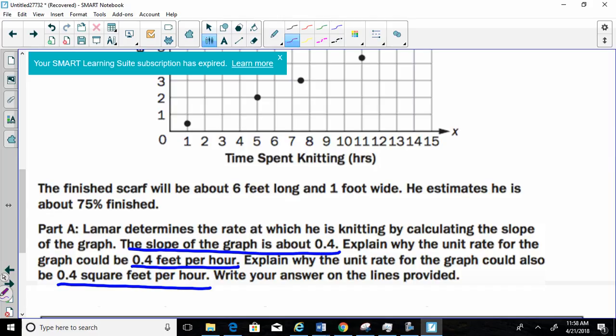So, first of all, which dot should I use to figure out the slope? Not the first or second one, because see how this one is right in the middle? And remember, it's change in y over change in x. So what is your y coordinate here? 2. What's your x coordinate? 5. And what does the y represent? Look at the y axis here. The length of the scarf.